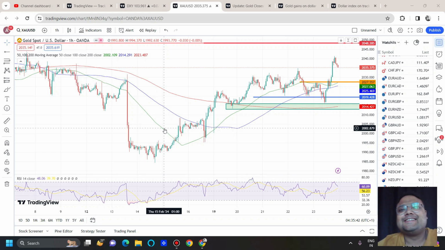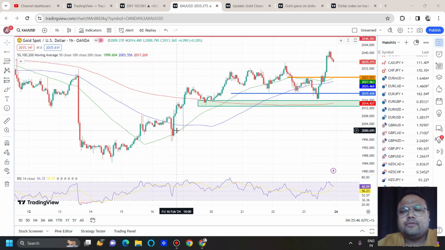So let's get started. My dear friends, this is the 1 hour chart of gold USD in front of us. And yesterday, we discussed three levels: 2009, then 2013 to 16, and 2019. 2019 was a weak level, and as expected it gave us a bounce of around 40 pips.